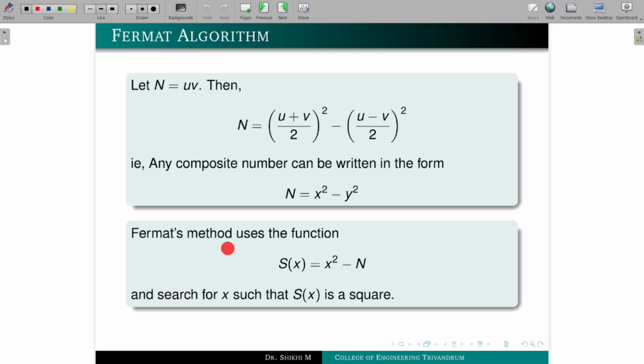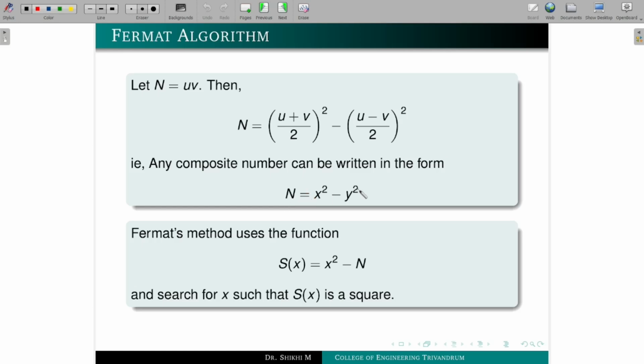So Fermat's method uses the function s of x equal to x square minus n and searches for x such that s of x is a square. If you could find x and y such that n equal to x square minus y square, this can be written as x minus y into x plus y. Then clearly x minus y and x plus y are factors of capital N. So our aim is to find x and y satisfying this relation.